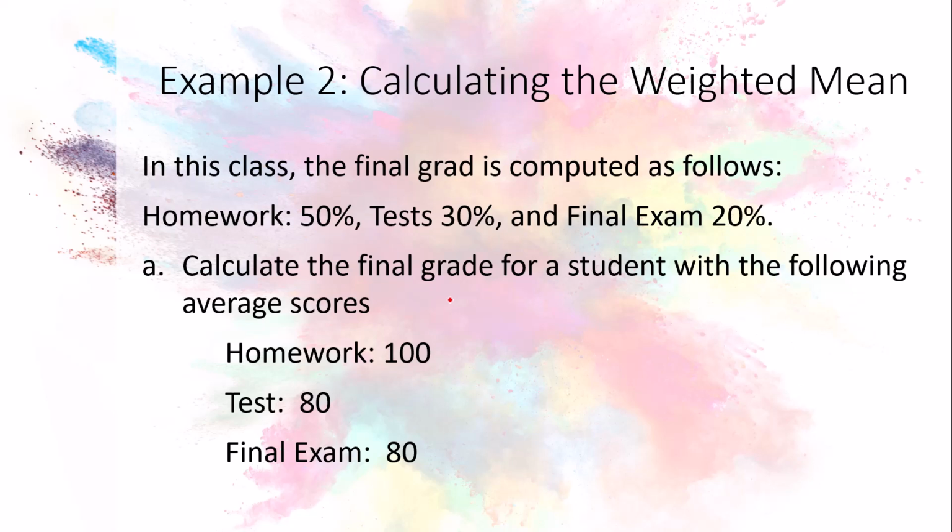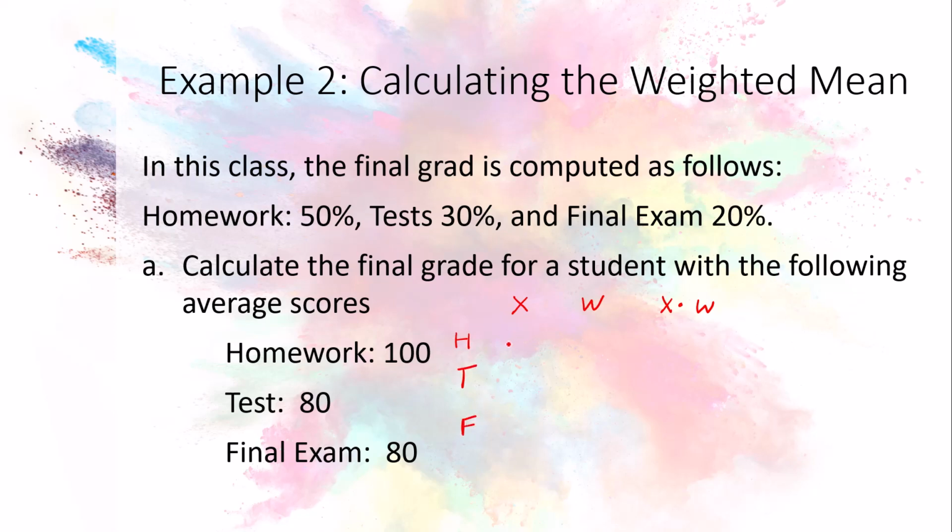Well, to compute this, the best thing to do is probably to create a table. So here's what I'm going to do. I'm going to create a table of our data values. The next column is going to be weights, and then the third column is going to be the product of the data value times the weight. Now notice that we have homework, we have tests, we have a final exam.